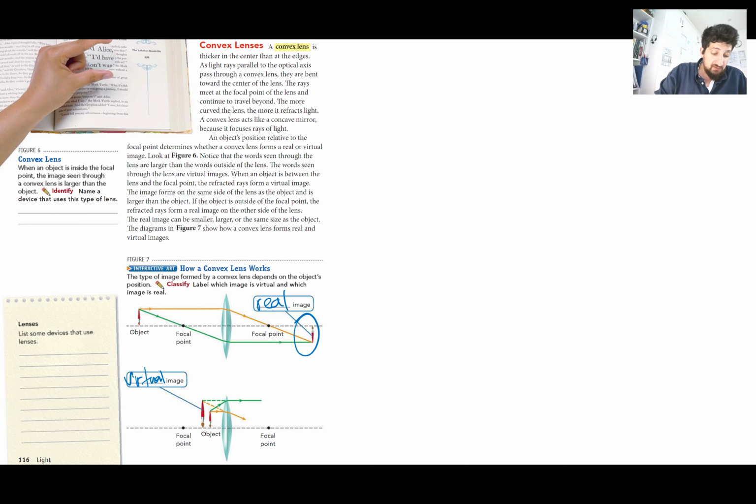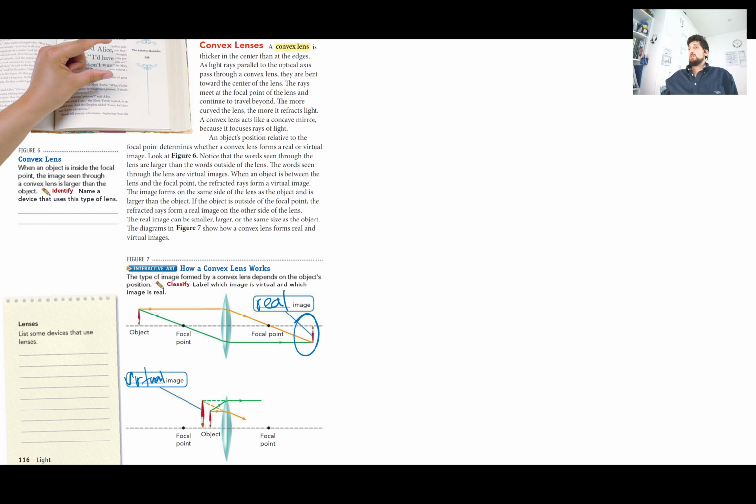The diagram in figure 7 shows how a convex lens forms a real and virtual image. Very interesting. So if the object is over here, this is the object, then the image can actually form behind the object and be upright, but it'll be virtual. Whereas if the object is beyond the focal point, then the image can be over here and, well, it depends on where it is. If it's over here, then it might be larger. Whereas if it's over here, then it might be the same size, and so on and so forth.